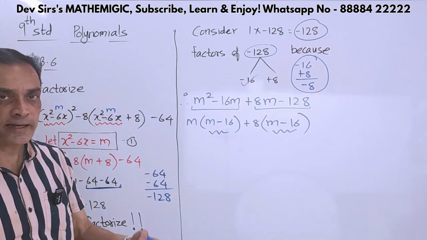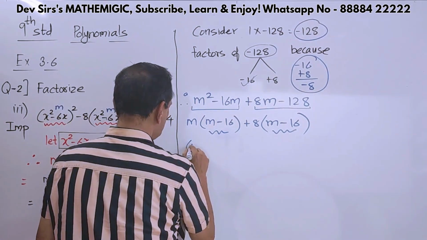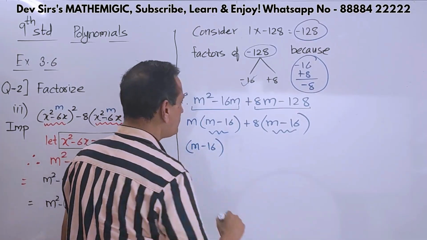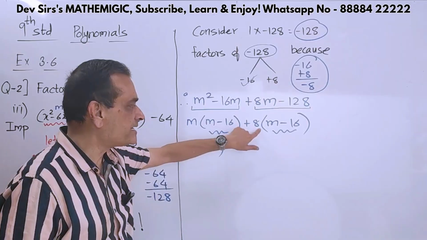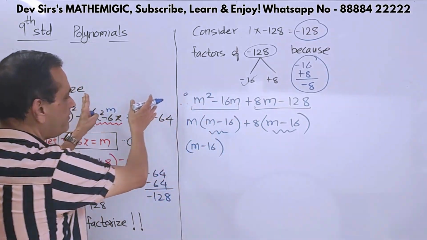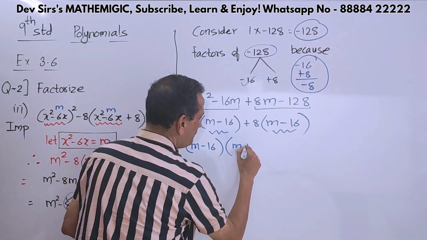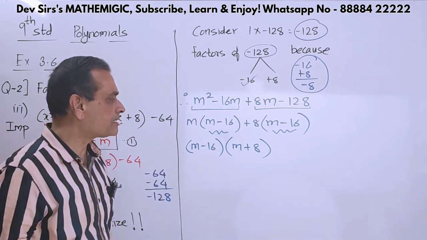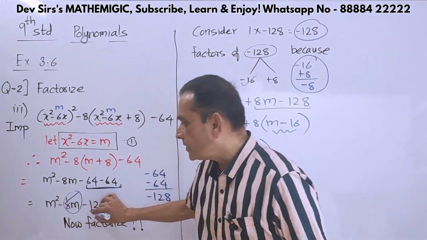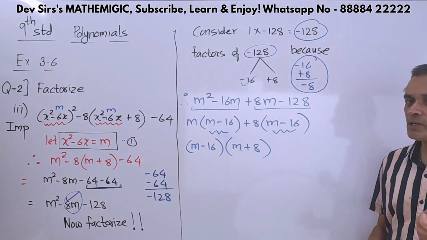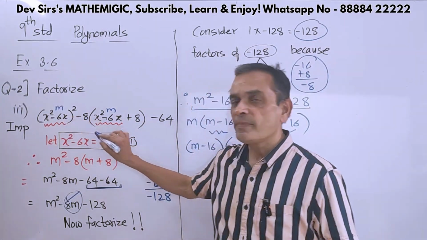Now, after this bracket is repeated, take it again common. Means write it only once. So what remains inside? M plus 8. M minus 16 totally we have shifted outside. What remains is m plus 8. These are the two factors of this quadratic polynomial. But this is not the answer, because the original sum is with respect to x.